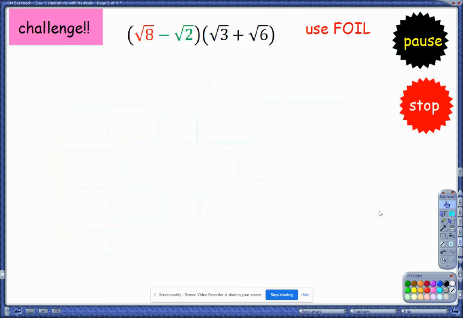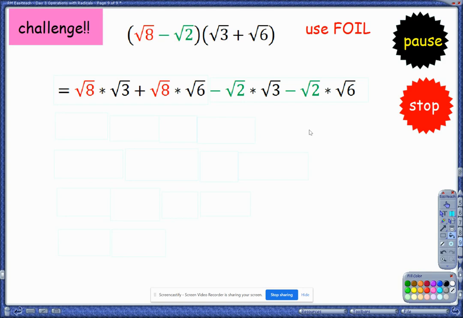And now try this for a challenge. Use FOIL. Do it super slowly. Pause the video. And here we go. I'm going to reveal. So this is our first and outer and the inner and the last. And radical 8 times 3 is 24. 8 times 6 is 48. 2 times 3 is 6. 2 times 6 is 12.